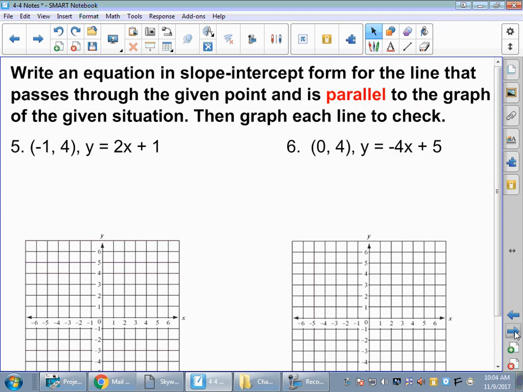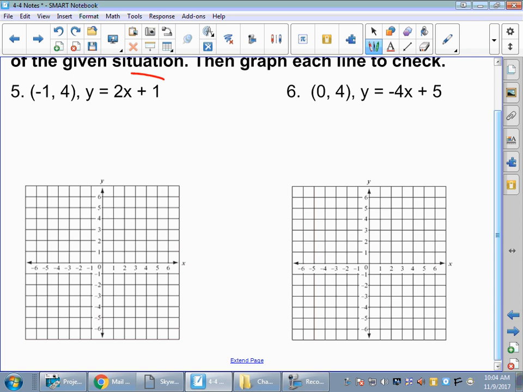So we're going to go ahead and write an equation just like we did before in slope-intercept form. So our output is going to be in slope-intercept form. And they're giving us a point that the line is going through, and they're telling us that they want it to be parallel to the graph of the given situation. And so then they want us to graph each line. So the line they're giving us, this y equals 2x plus 1, is what we have to be parallel to.